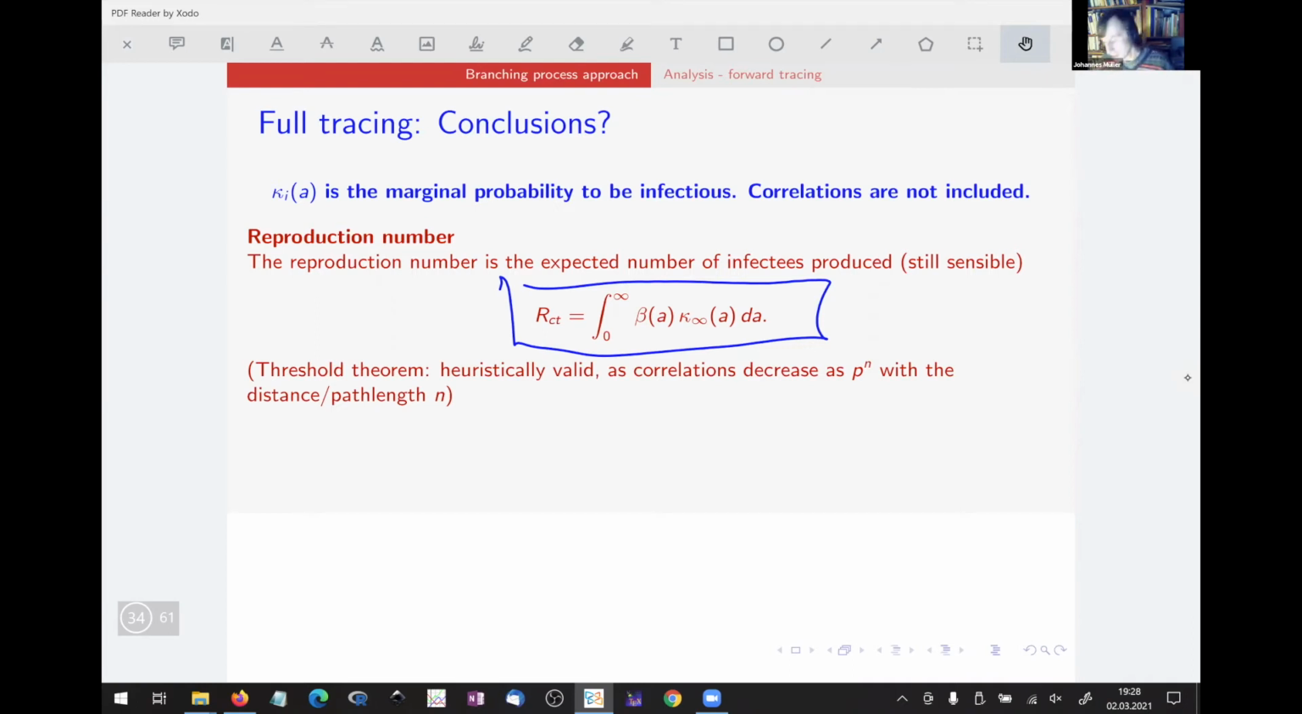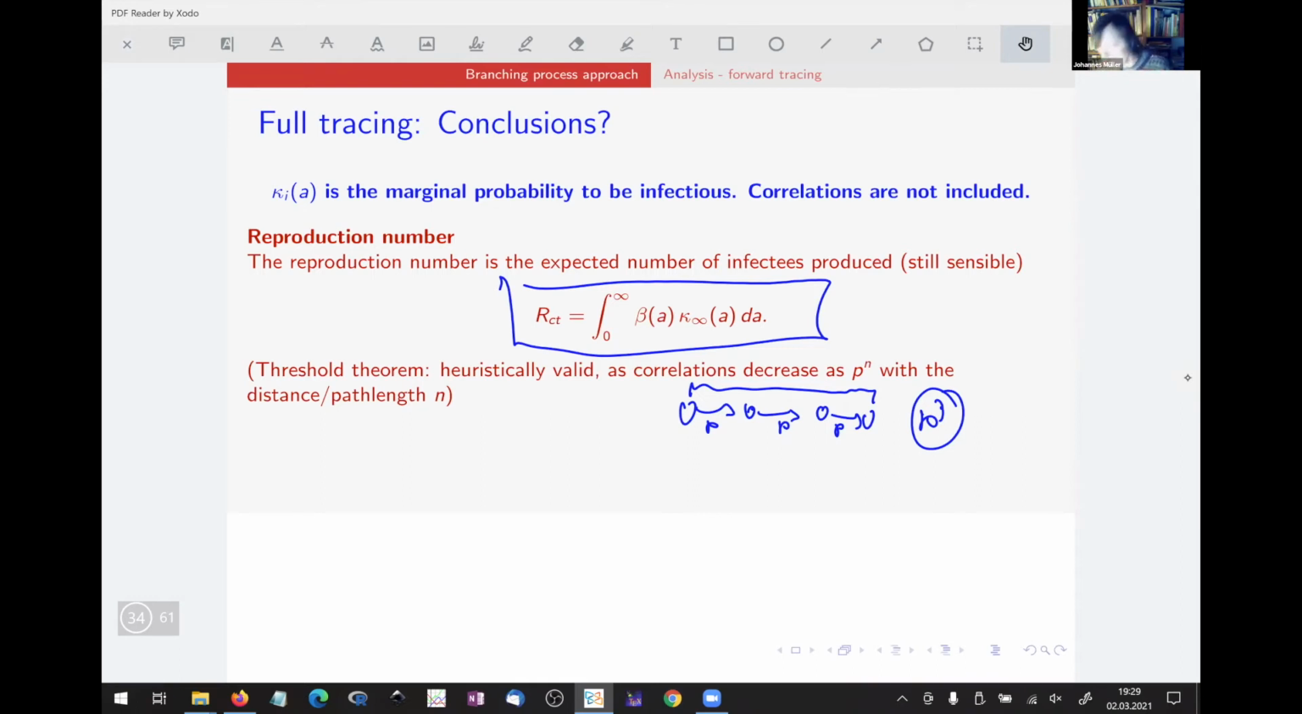However, the correlations decline very rapidly. So if we have a certain chain of infection, let's say of length 3, then each edge has probability p to be detected. And so to trace a path of length 3 has a probability p to the power of 3. So this probability declines exponentially fast in the path length. And that does mean that the correlations decline really rapidly, and that makes the thing work.